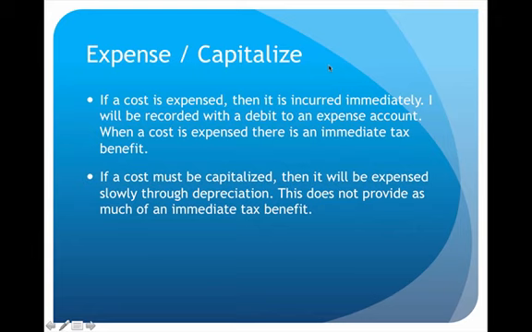Now, one possibility would be to go the route of expense. If I can go ahead and expense something, then I'm just expensing it immediately. It's going to be recorded as a debit to an expense account. And by doing that, I'm going to get an immediate tax benefit because all expenses reduce my profit. And the less profit I make, the less taxes I have to pay. So that's the way that works.